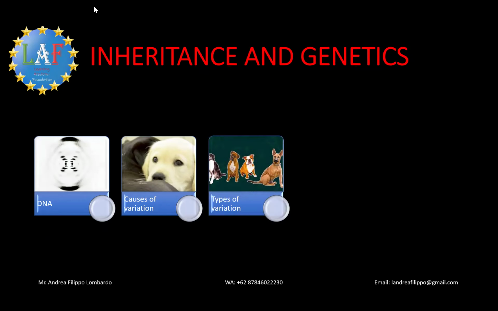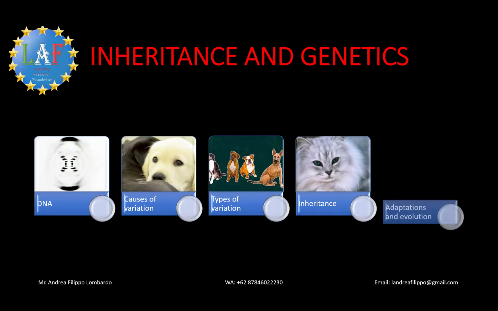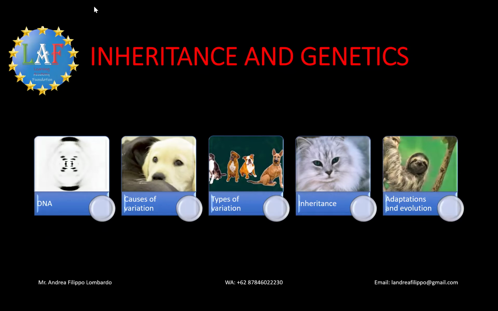Collecting data on the differences between numbers of a species can give two different types of results, continuous and discontinuous. Characteristics like eye colors and genetic diseases are inherited. And also that evolution explains how better adapted organisms have an advantage.